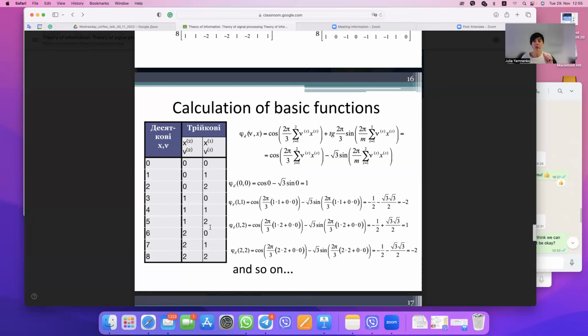This is similar to the binary system, but in the binary system we have only 2 possible values of each digit, 1 and 0. Here in the ternary system we have 3 possible values of each digit: 0, 1, and 2. So here is a representation of the decimal numbers from 0 till 8 by 2 digits of the ternary system.